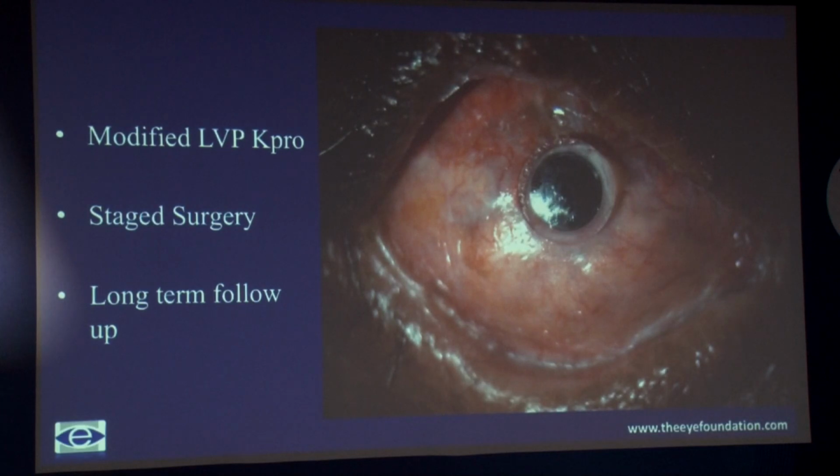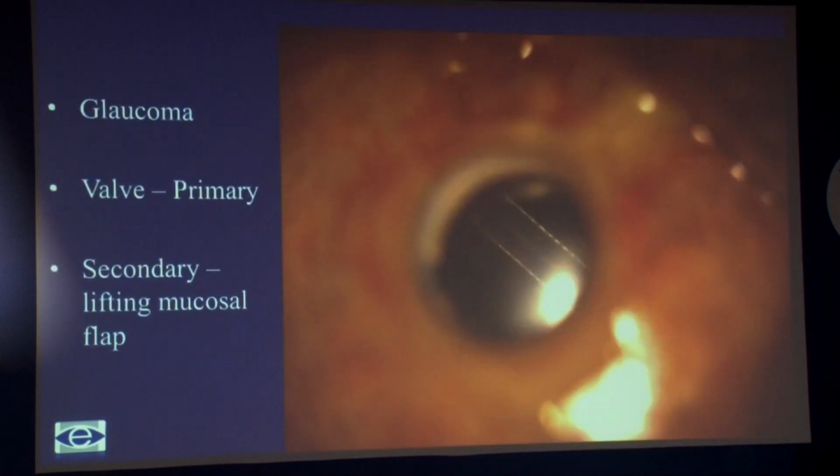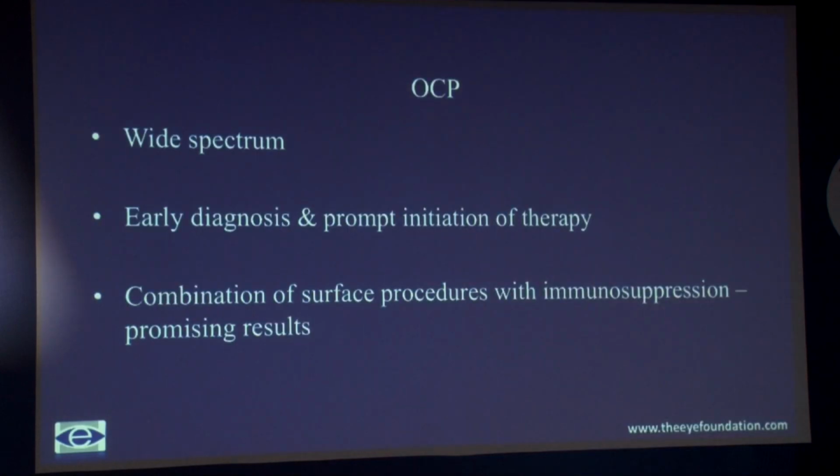Of course, these patients all require long-term follow-up. These are challenging cases to handle. Very often you will, during the course of post-op management, have challenges like focal mucosal melts. You have to combine them with MMG, immunomodulation, tarsorrhaphy. They develop glaucoma. You could do a valve as a primary procedure, or secondarily after lifting the mucosal flap and do a glaucoma drainage device. So these are really long-term managements, and a multitude of options are necessary to treat these patients.